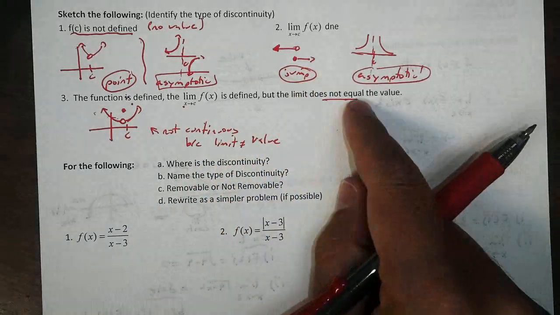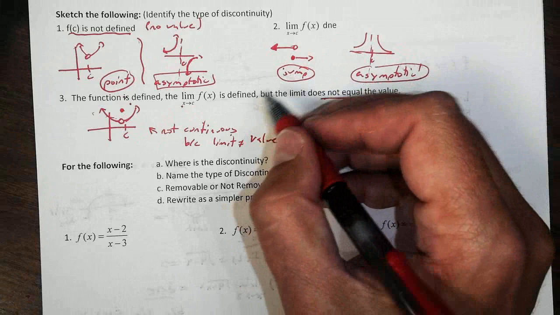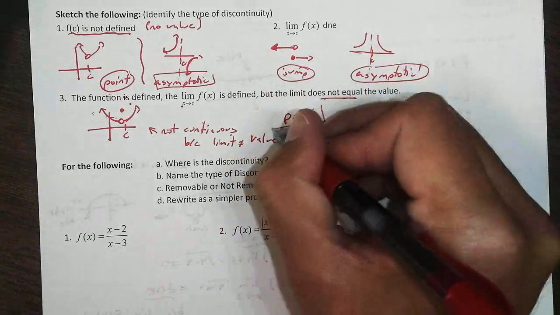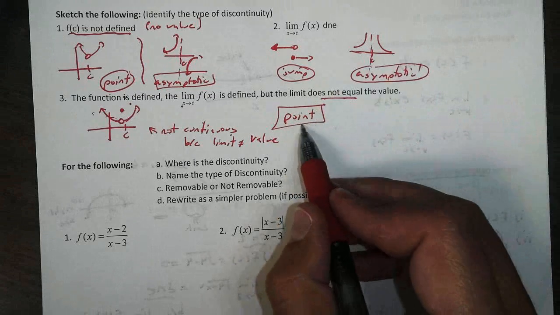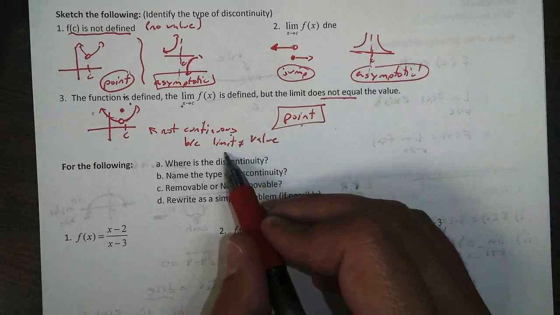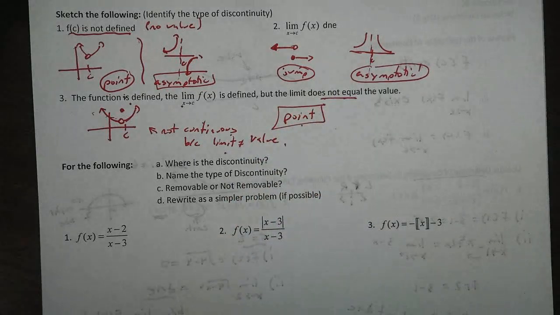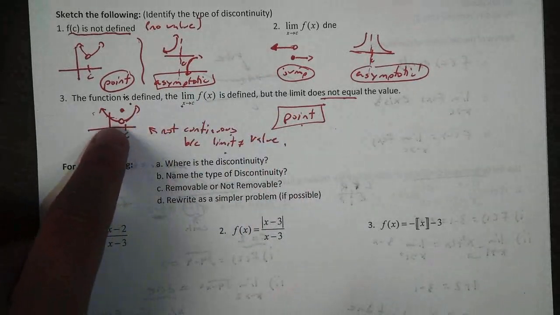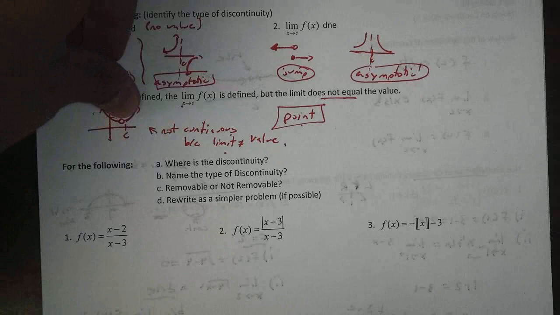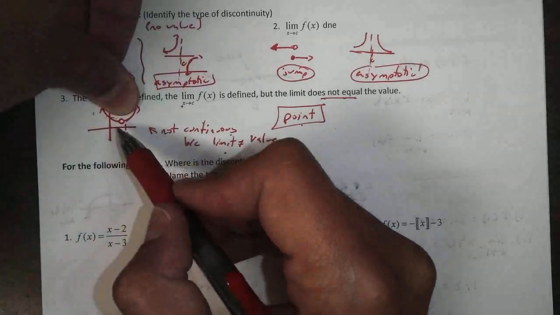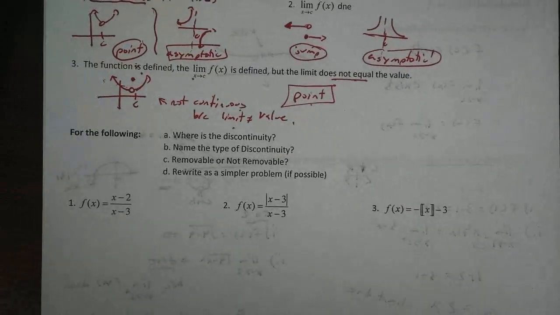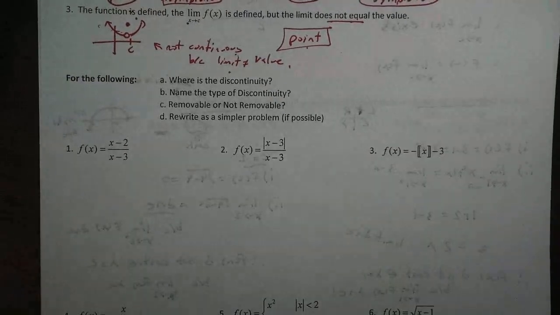But that's not the question they want. They want to know what type of discontinuity. So the type is, in this case, a point discontinuity. Why is it a point discontinuity? Because the limit does not equal the value. It's a point because at one small spot, I can't draw it without lifting my pencil. So if you need to pause, go ahead.